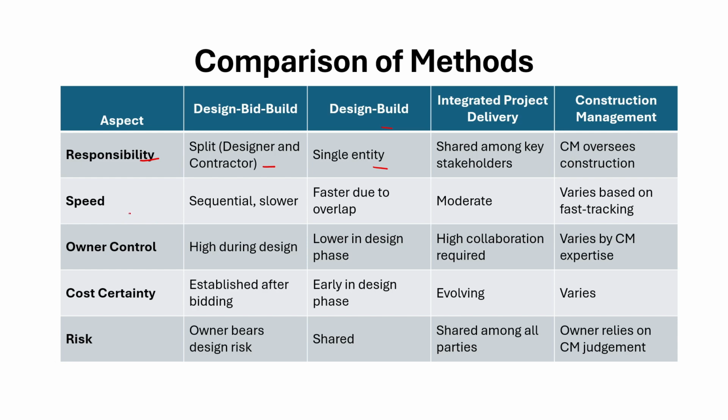If you look at the speed, the DBB method is sequential, so it is slower. The DB method is faster because there's an overlap between the designer and the contractor processes. And IPD is moderate, and then the CM process varies based on fast tracking.